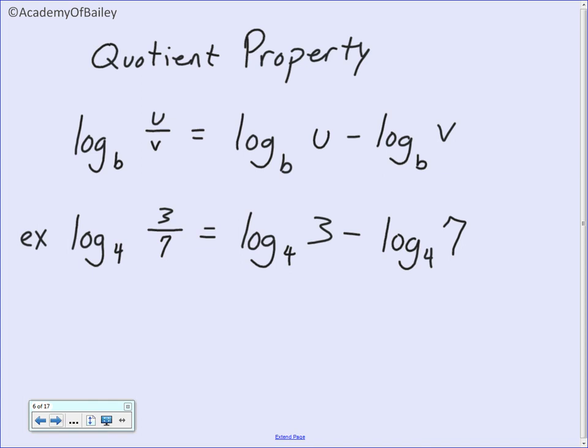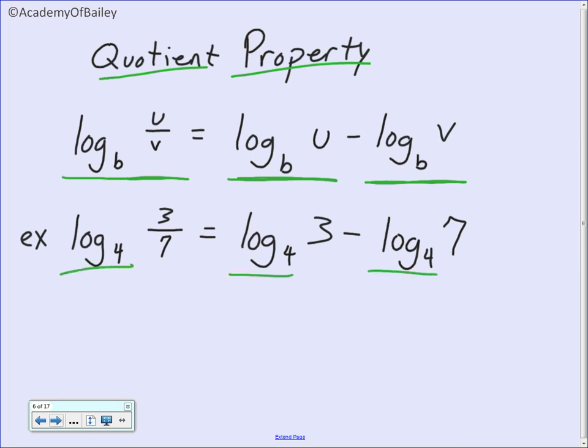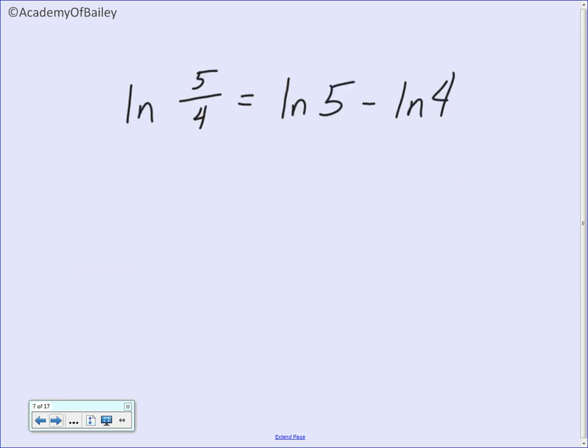Now we're going to be looking at the quotient property. The quotient property just says if I have log base b of a fraction, I'm going to take log base b of the numerator, and I'm going to subtract log base b of the denominator. And you can look here at the example. Both of these are log base 4. 3 is the numerator, so it goes first. 7 is the denominator, so it'll go second, and we are going to be subtracting those common logarithms. And as you probably guessed, it works with natural logs also.